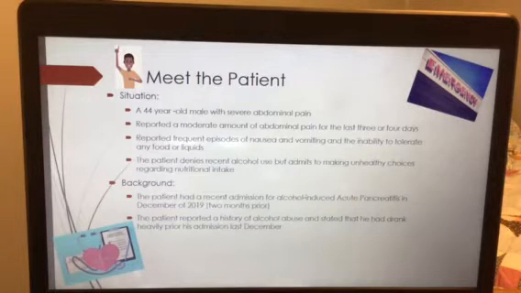Some background information. 2 months previously, the patient had a recent admission for alcohol-induced acute pancreatitis. At that time, he reported a history of alcohol abuse and stated that he had drank prior to that admission.